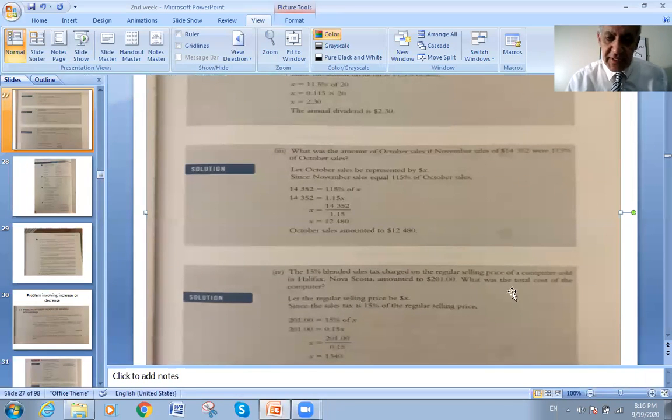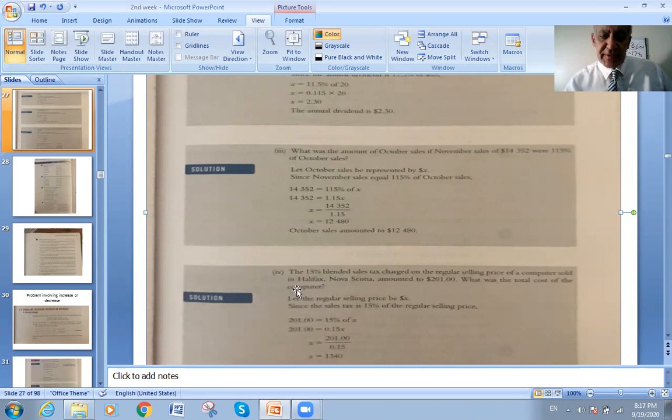If 15% blended sales tax is charged on the regular selling price of a computer, we'll say that the computer price is unknown because I don't know the computer price, but I know that the selling price, including 15%, comes to $201.